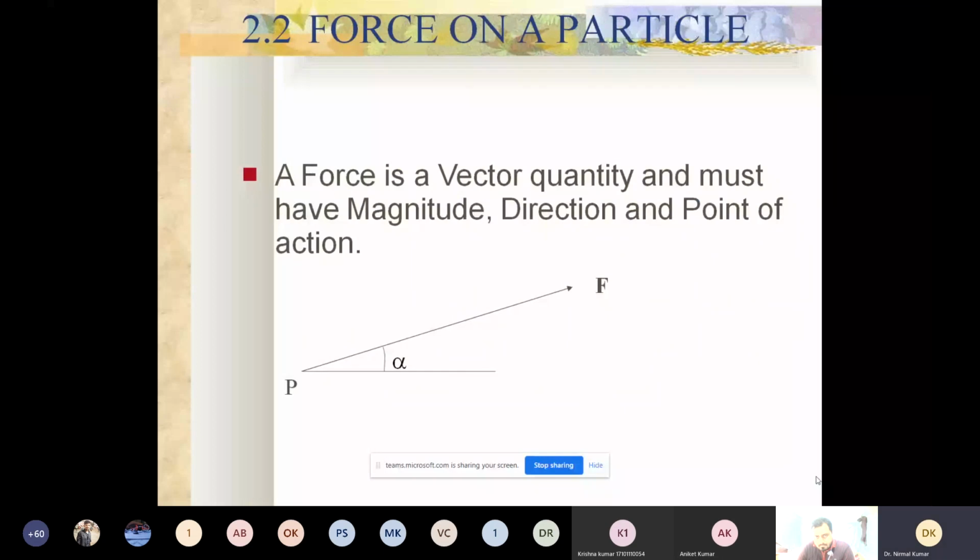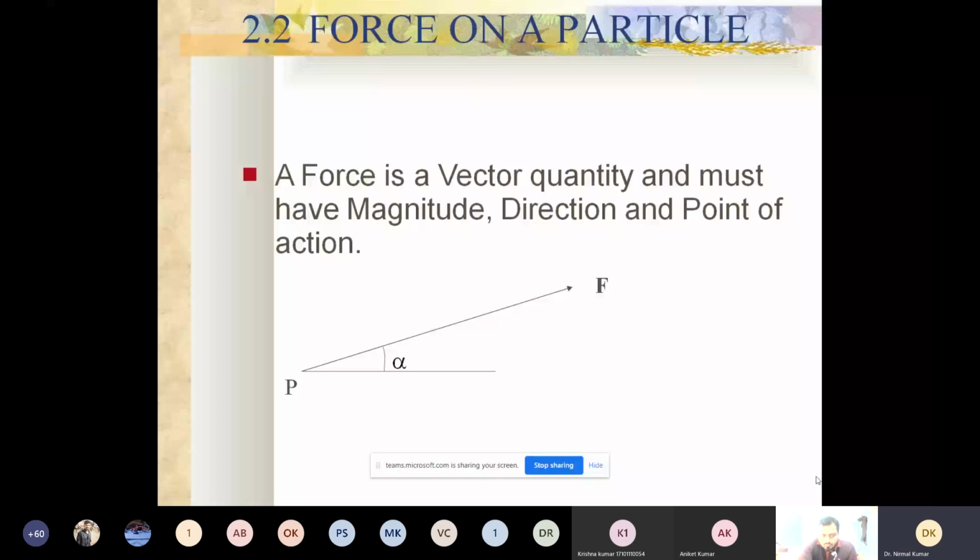Now I am going to refresh again the concept of force on a particle. You see the force is acting at point P, inclined at angle alpha from the x-axis, or you can say the horizontal. The force is a vector quantity, and it will have magnitude and direction both. It is inclined with the angle alpha.